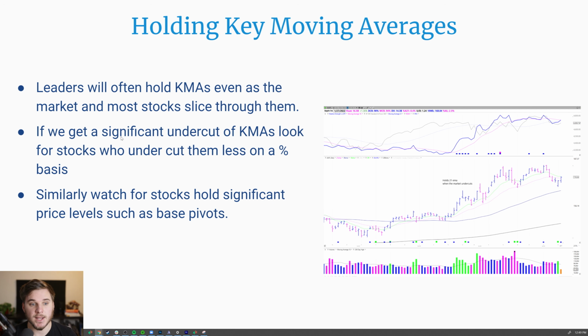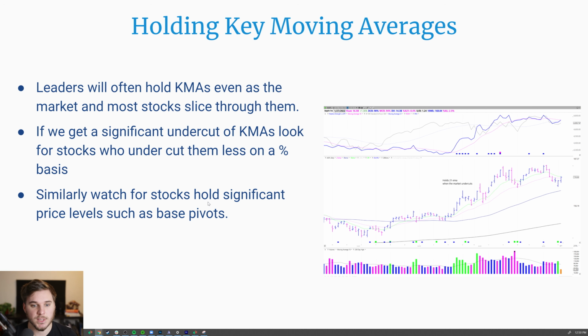And if we do get a significant undercut of a particular KMA, say the 50-day moving average or 200 moving average, look for stocks who undercut those same levels on a lower percentage basis versus the market. So take the 200 SMA as an example. If the market undercuts it by 10, 15%, look for stocks that undercut it only 2, 3, 5%. Those are stocks showing relative strength.